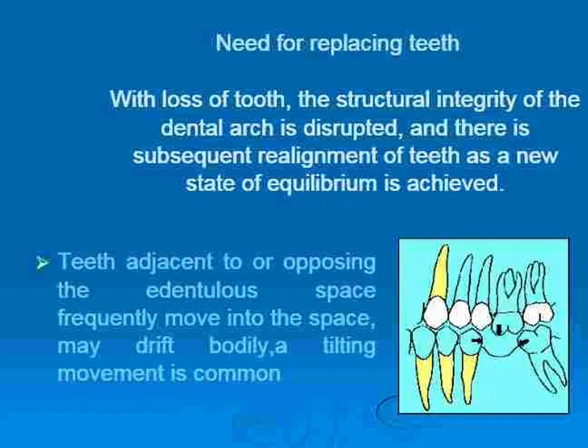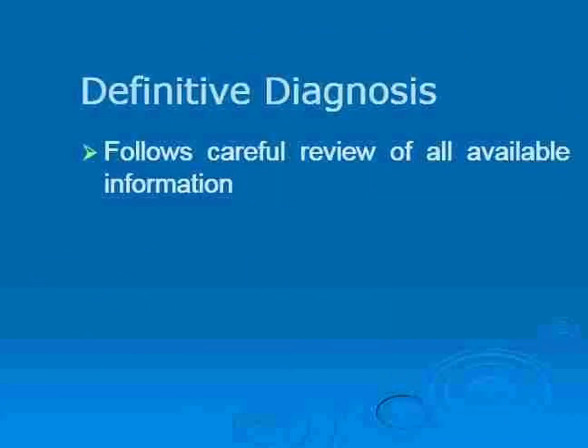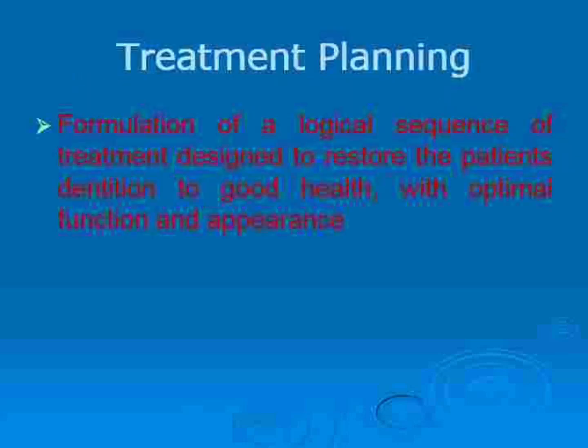The need for replacing teeth. With loss of teeth, the structural integrity of the dental arch is disrupted and there is a subsequent realignment of teeth as a new state of equilibrium is achieved. The teeth adjacent to or opposing the edentulous space frequently move into the space, and may drift bodily. A tilting movement is common. So, a definitive diagnosis follows careful review of all the available information.